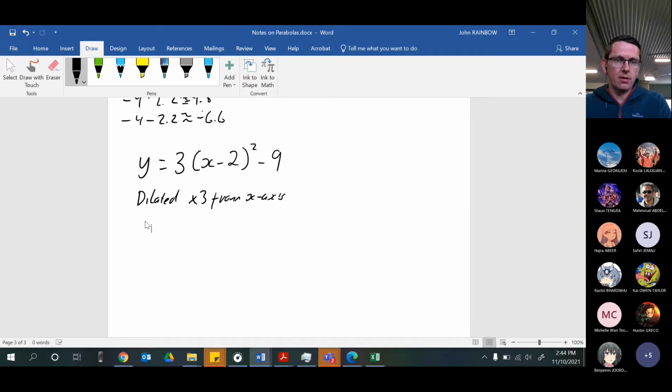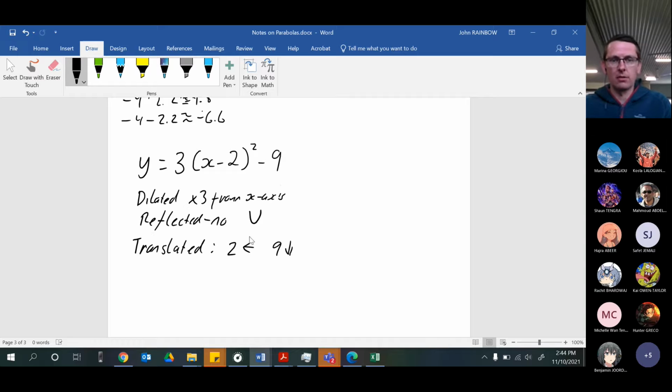Has it been reflected? No, it is that way still. Has it been translated? When we're talking about translated, we're talking about just moved. Yep, it's been 2 units in the positive direction of the x-axis and 9 units down. Now, I'm just doing this as a shorthand. If I had to talk about how it was translated, I'd write it's been translated 2 units in the positive direction of the x-axis, 9 units in the negative direction of the y-axis. These are my short notes.